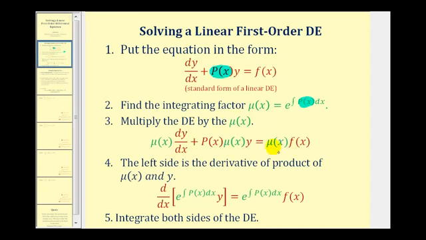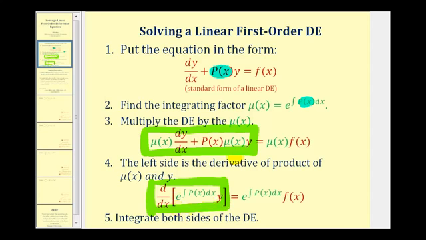And once we have the differential equation in this form, what we should notice is that the left side of the differential equation, or this side here, is now equal to the derivative of the product of the integrating factor mu of x and y. So this left side here is equal to this derivative here, which means this derivative must also equal the right side of the equation given here, which is the integrating factor times the function f of x. So once we have the equation in this form here, we'll integrate both sides of the equation and then solve for y. So let's go ahead and take a look at our first example.